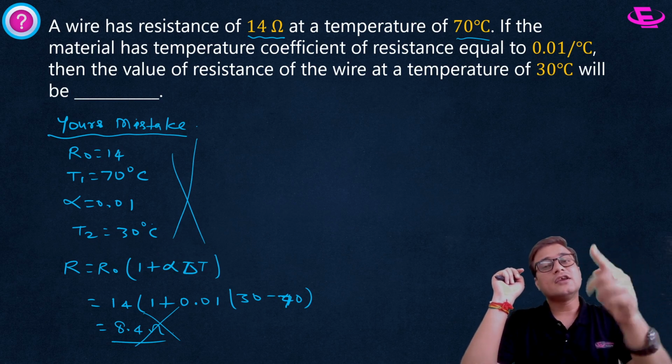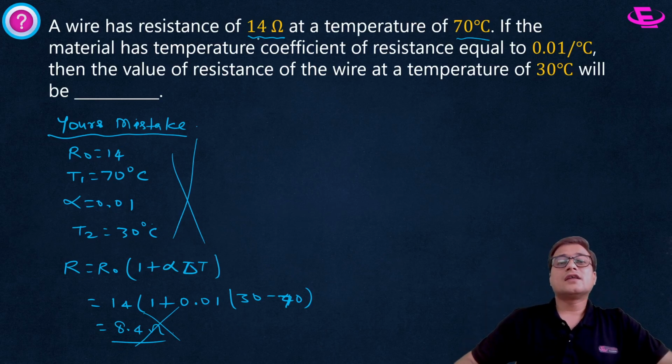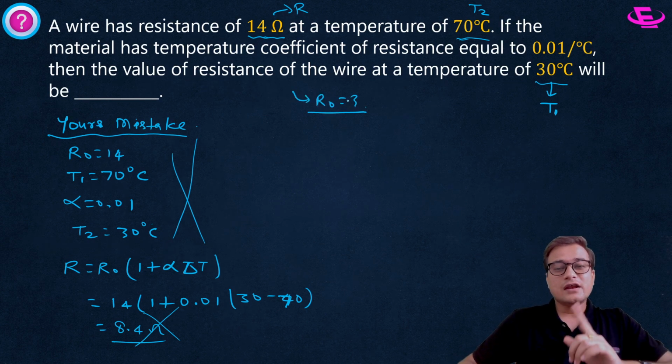And why I wrote T2 greater than T1. Here this resistance is given for the higher temperature. So first read the complete question. The final temperature is 30 degrees Celsius, so it will be T1. The 70 will be T2. If it is T2, then it is R. And what you have to find? You have to find R naught.